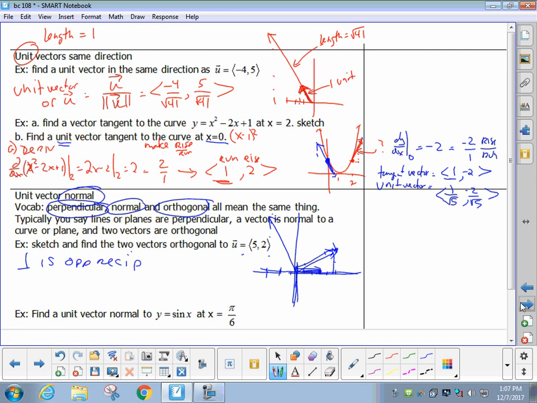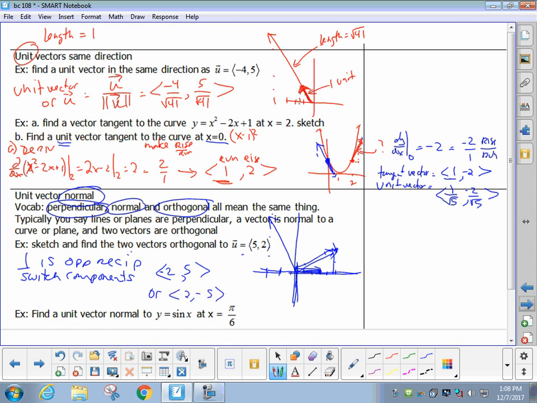So when you say reciprocal, you're switching the rise and the run. So you're really going to switch the components, the horizontal and the vertical. And do I negate both of them? Just really one of them. It doesn't matter which. Okay, so let's go there. It could also be 2, -5.